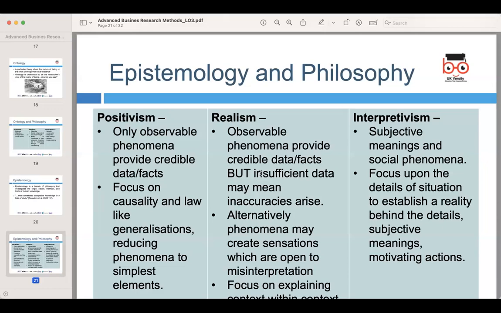So these three perspectives offer different lenses through which we can view and understand the world around us. By exploring and appreciating these diverse approaches, we can gain a deeper understanding of the nature of knowledge and the complexities of human experiences.